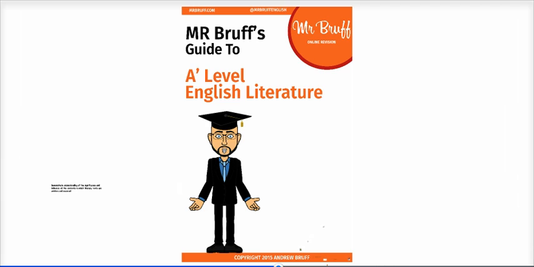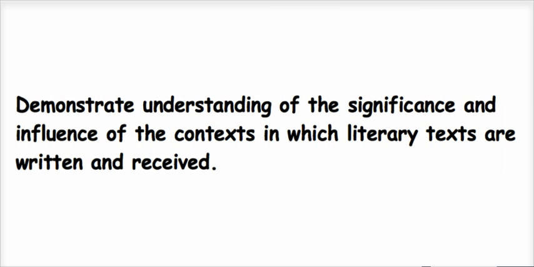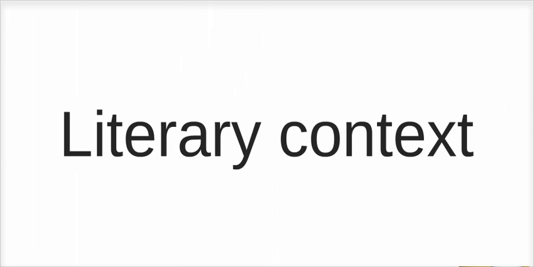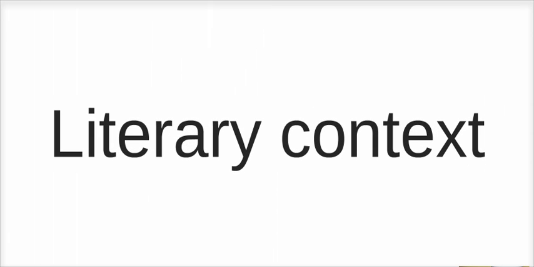So we're continuing from the previous video on different contexts. AO3 is the understanding of the significance and influence of the contexts in which literary texts are written and received. Now I'm going to go through 5 more contexts in this video, beginning with literary context. It's always interesting to investigate texts that are referenced within the poems, plays or novels that you're studying.